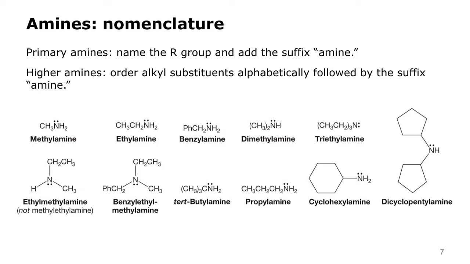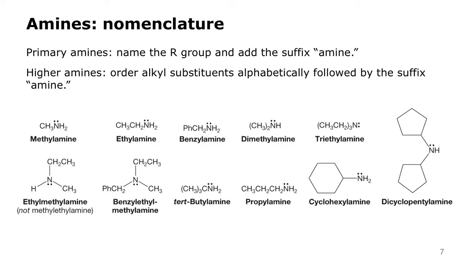For primary amines, you name the R group and add the suffix amine to the nomenclature. So for instance, here we have a methyl group with an NH2 attached to it, so it just becomes methylamine. Ethyl group with an NH2, ethylamine, and so on. Here's a benzyl. The Ph here, by the way, is just an abbreviation for that aromatic ring that we saw on the earlier slide.